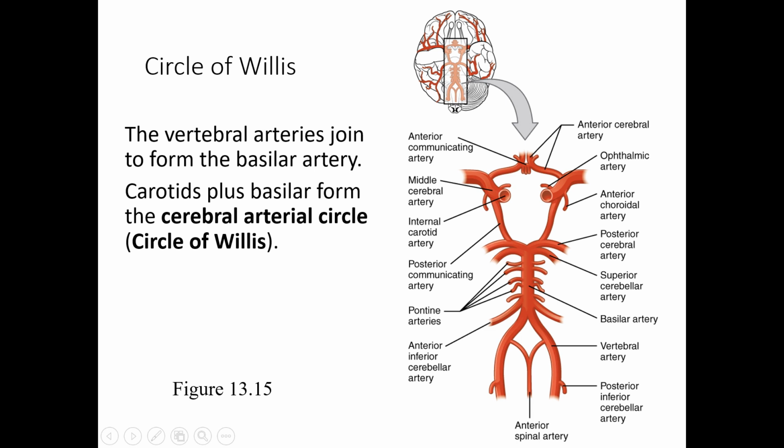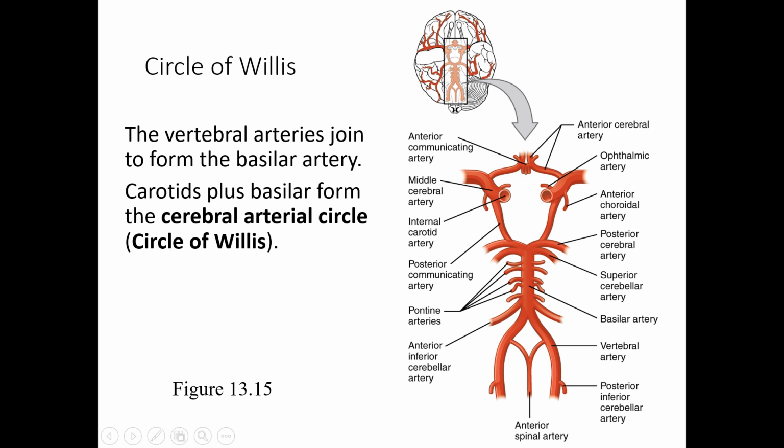So if we look at the base of the brain from the inner side of the brain, here are those 2 right and left internal carotid arteries. Those are vertebral arteries, left and right. And the vertebral arteries merge together, forming basilar artery, and they form a circle with those internal carotid arteries. That circle is called cerebral arterial circle, or circle of Willis.